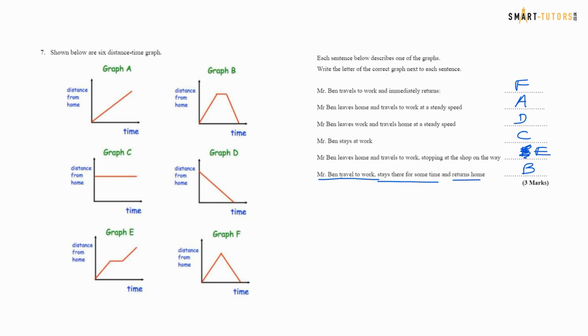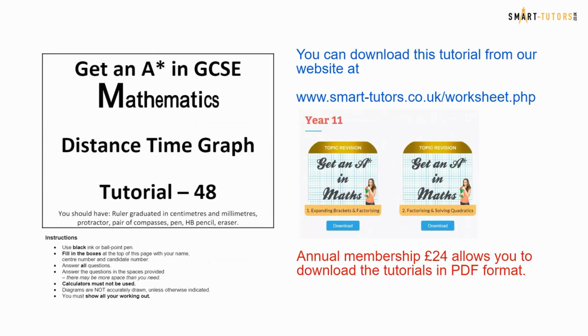So this journey clearly explains, so he's moving from home and he's traveling and stopping somewhere at the shop. Then after that he further travels to his office or somewhere. So that is the typical distance time graph question, which asks you to match the scenario with the graph. And I think that is the end of our tutorial.